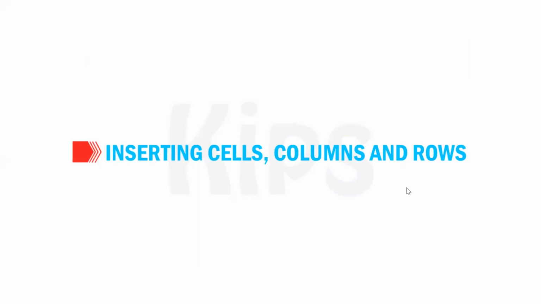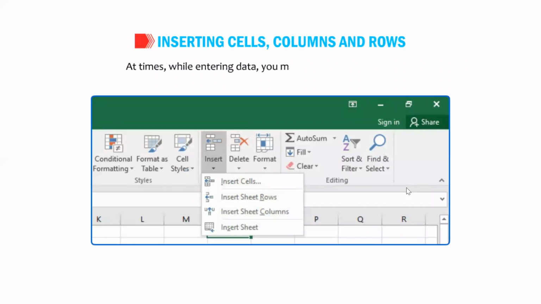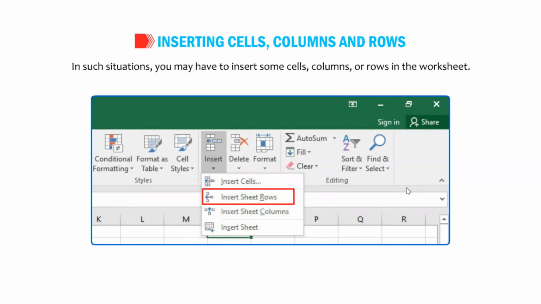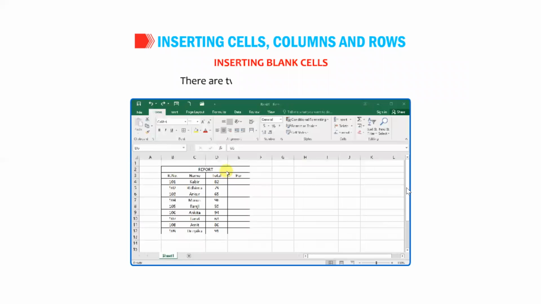Okay students, now we will learn how to insert cells, columns and rows. At times, while entering data, you may miss out certain entries. In such situations, you may have to insert some cells, columns or rows in the worksheet. Let us learn how it can be done. Let me first tell you how to insert blank cells. There are two ways to insert blank cells.